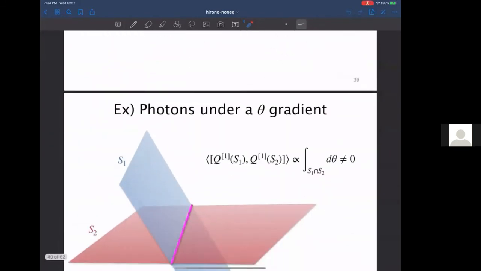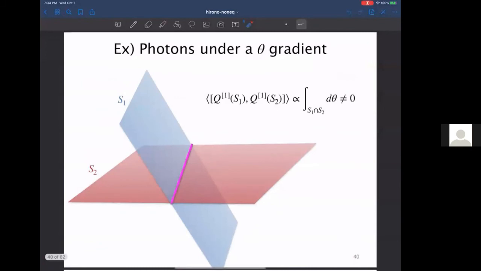So if we picturize the situation, there are conserved charges supported on this sheet 1 and sheet 2, and there's some intersection which is one-dimensional. This non-vanishing expectation value is written as an integral over this one-dimensional intersection region of the gradient of theta.